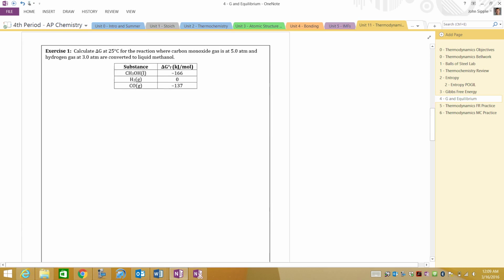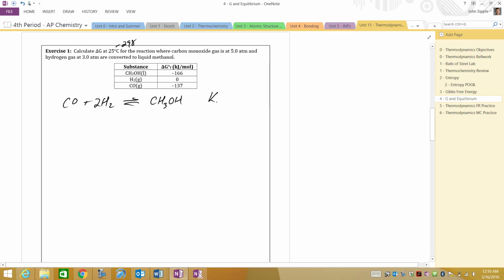Okay, so first question here: delta G at 25 degrees C, so ultimately that's 298 K, for the reaction where carbon monoxide at 5 atmospheres and hydrogen at 3 atmospheres are converted to liquid methanol. So you've got carbon monoxide and hydrogen gas. Here's our balanced equation. We've got to have that written out.